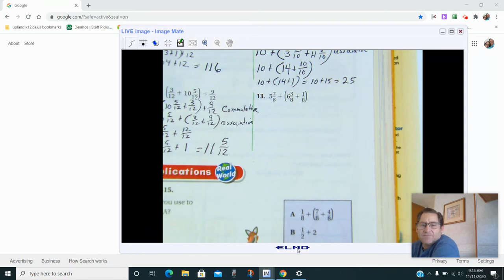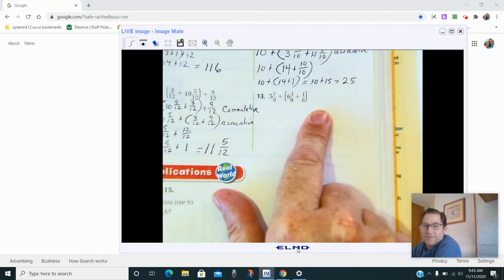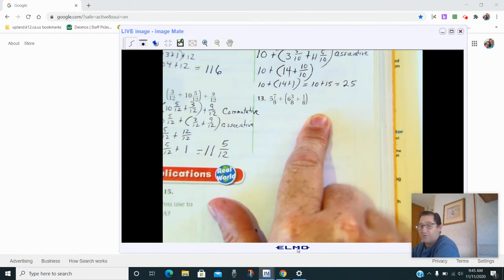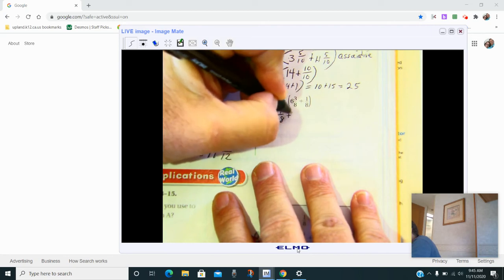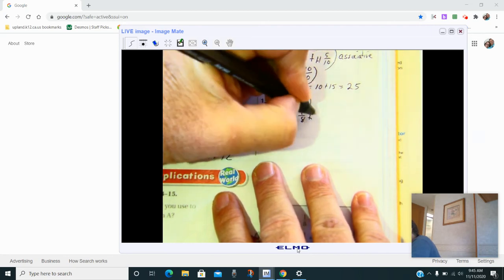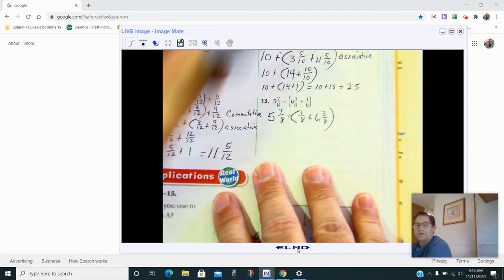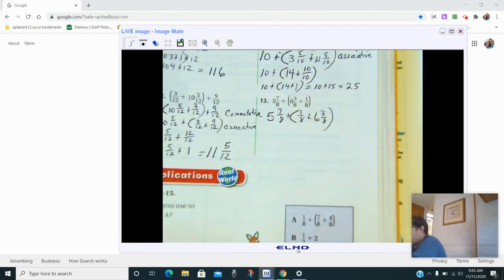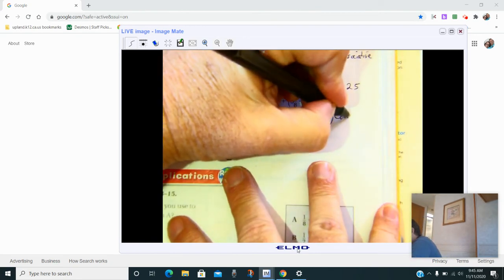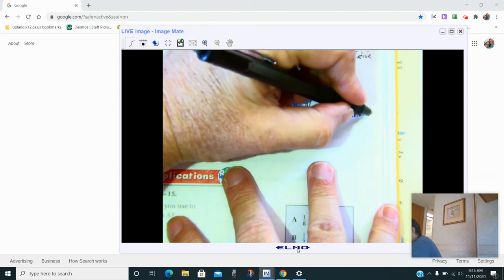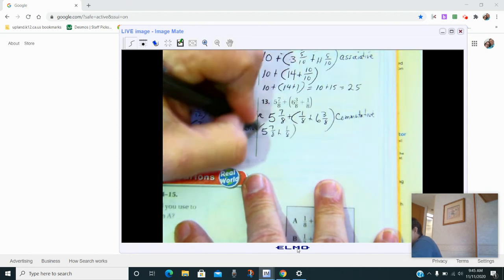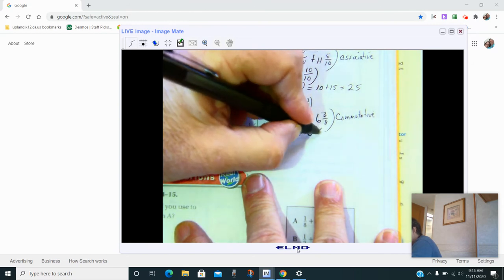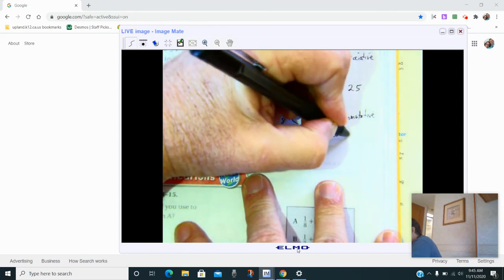13. 5 and 7/8 plus 6 and 3/8 plus 1/8. Well, I see that 7/8 and 1/8 would give me 8/8, which would be great. So let's change the order of the addends in the parentheses. Now let's change the grouping to put the 1/8 with 5 7/8 by the associative property.